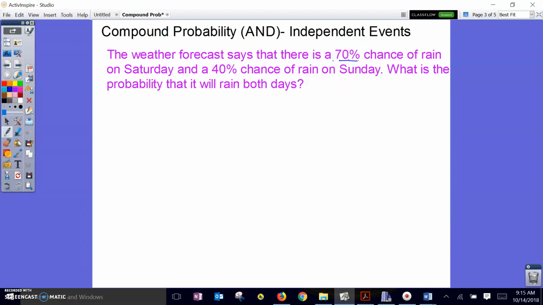Since these are given as percentages, in order to do the calculations, I'm going to have to convert them over to decimals. So I want the probability that it rains on Saturday as a decimal, that is 0.70. And the probability that it rains on Sunday, the decimal for that is 0.40. And now, in order to find the probability that it rains on both days, it's the probability of one times the probability of the other.